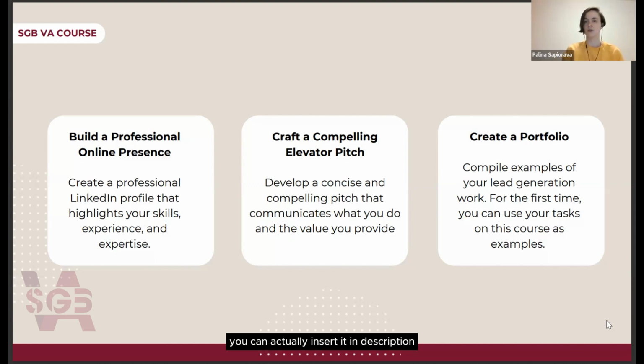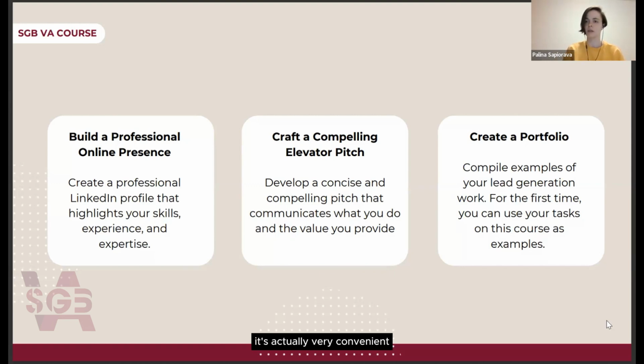You can actually insert them in the description, or you can also mention them in a specific category, skills, that is placed at the end of the page. Actually, you can do both. So it's always better to mention as many skills as possible. And of course, you should highlight your experience there.